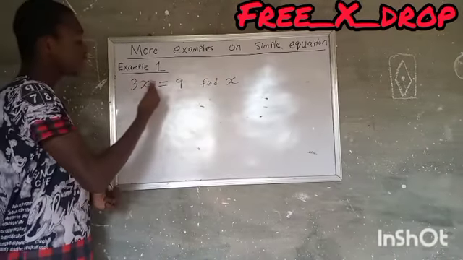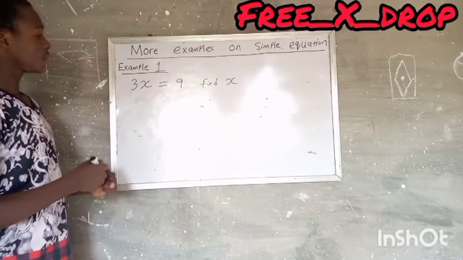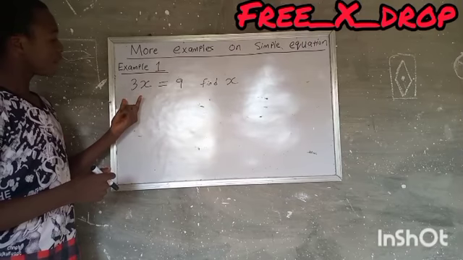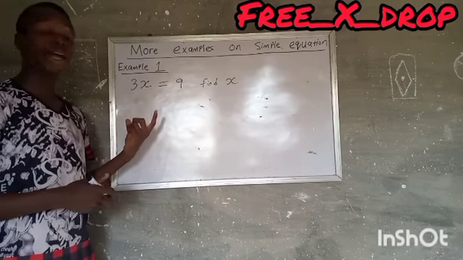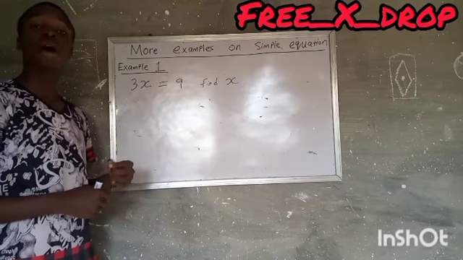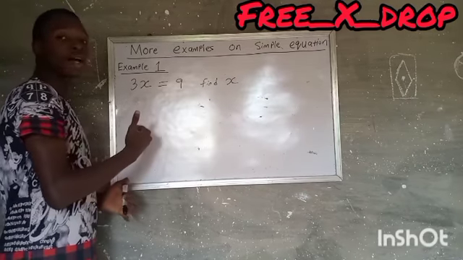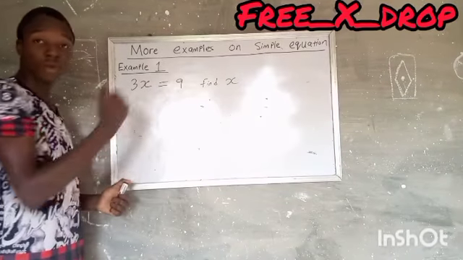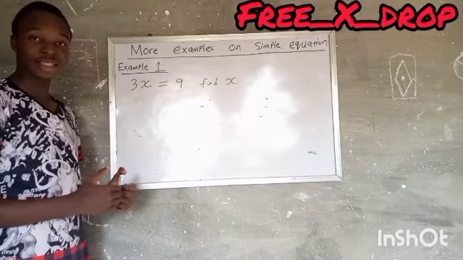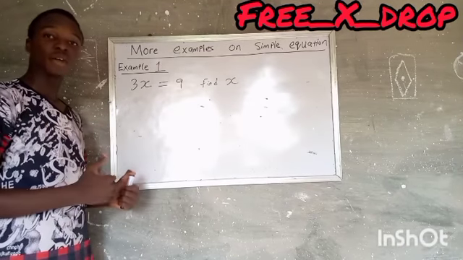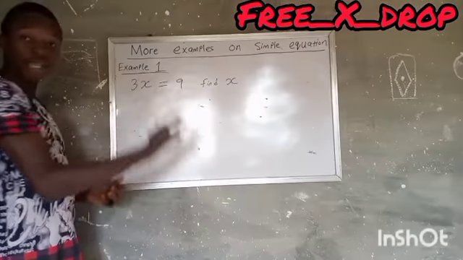So they said 3x equal to 9. Find x. So now let's move on. Remember when we were doing the first video, I told you the first thing you do is to collect like terms. What does it mean to collect like terms? Take the numbers to one side and take the letters to one side. If you don't really understand that part, you have to watch the previous video, because we already started this topic. So you collect like terms.